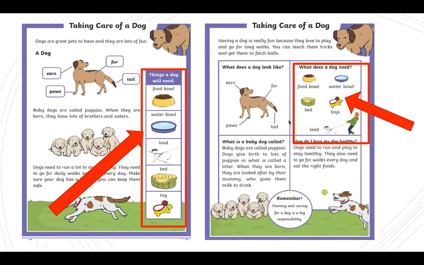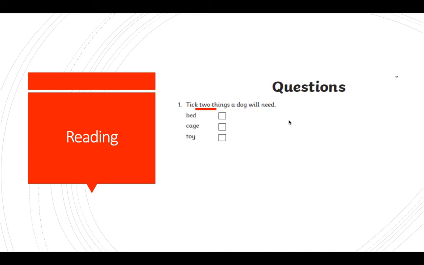Okay, so I found them on mine. I hope you've all found them as well. So I've highlighted the areas on the sheet where it shows us what a dog needs. So you can use those now to have a go at your answer. You need to tick 2 things, okay? So make sure you've just ticked 2, not 3 and not 1. Make sure you've got 2. And we will go on to question 2.